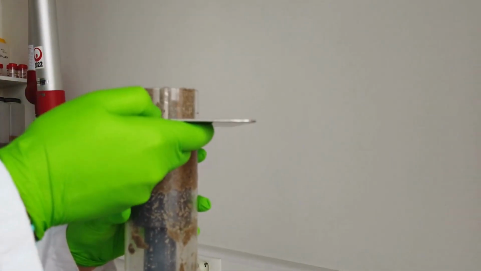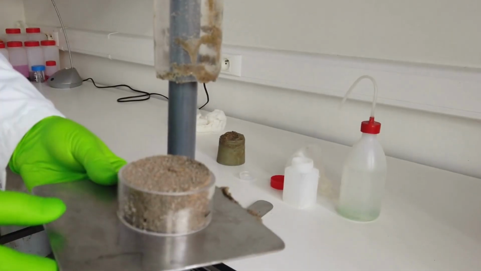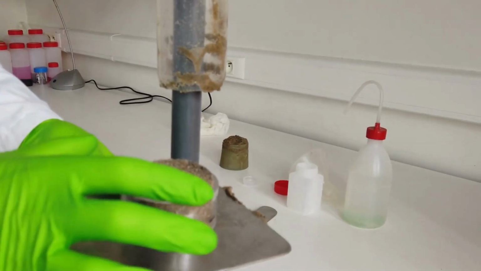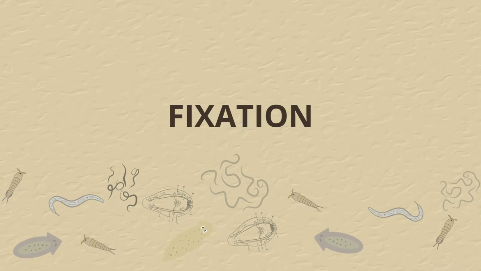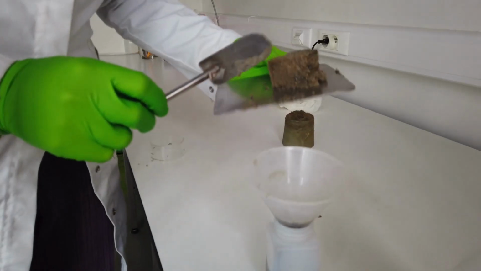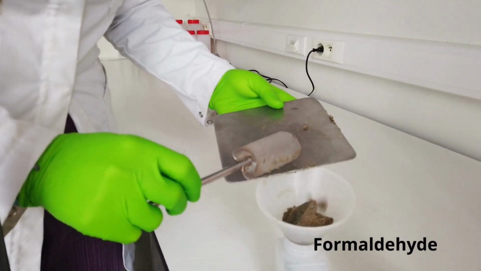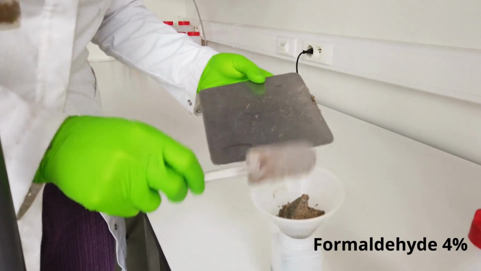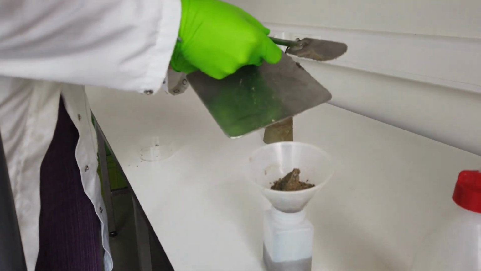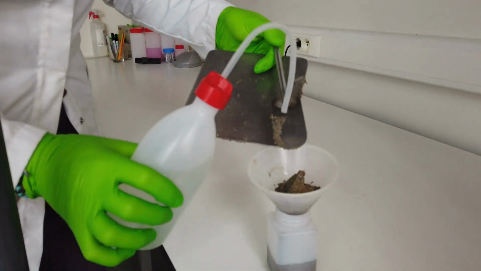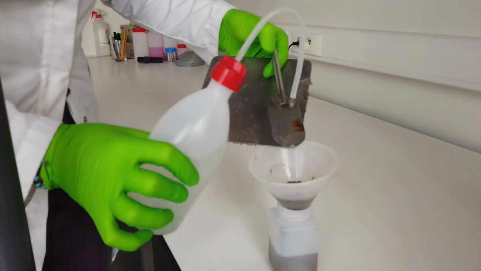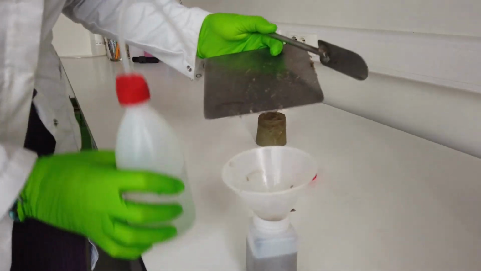Cores should be processed as soon as possible after the collection to avoid migration of Meiofauna in the standing sediment. Fixation. Each slice is then fixed in 4% formaldehyde until further use of the sample. Formaldehyde allows the storage of biological samples for extended periods of time, but must be used with caution and under laminar flow, as it is a carcinogenic substance.